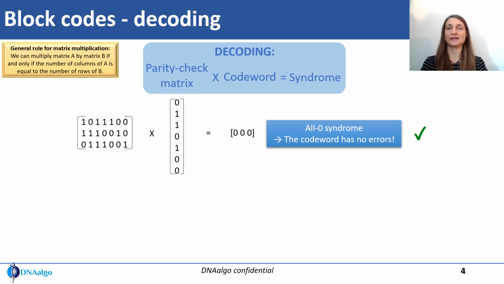Now that we have seen the encoding, we can pass to decoding. This time we need another matrix called parity check matrix that also depends on the specific code we are using. This is the parity check matrix for the Hamming 7,4 code.